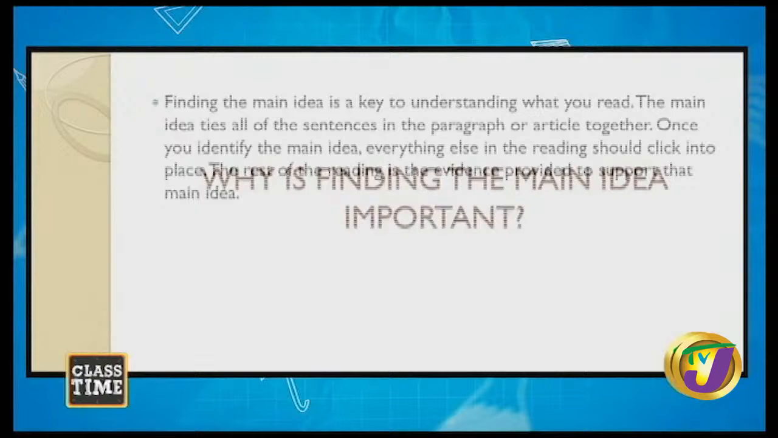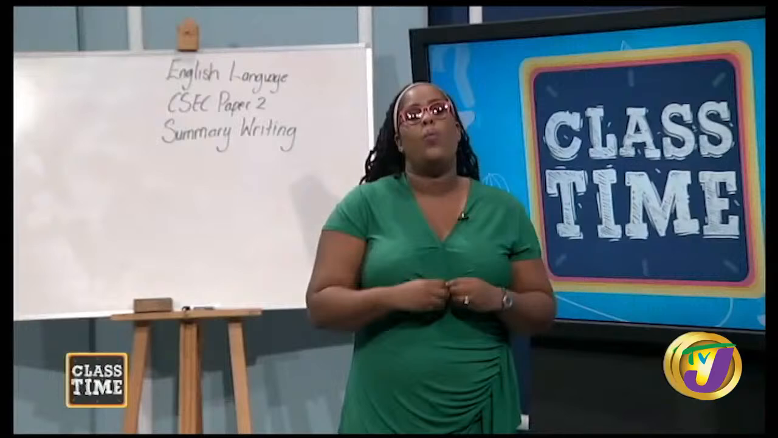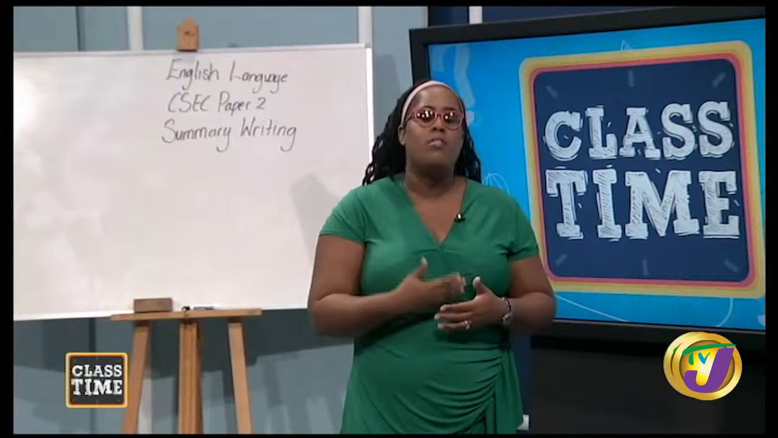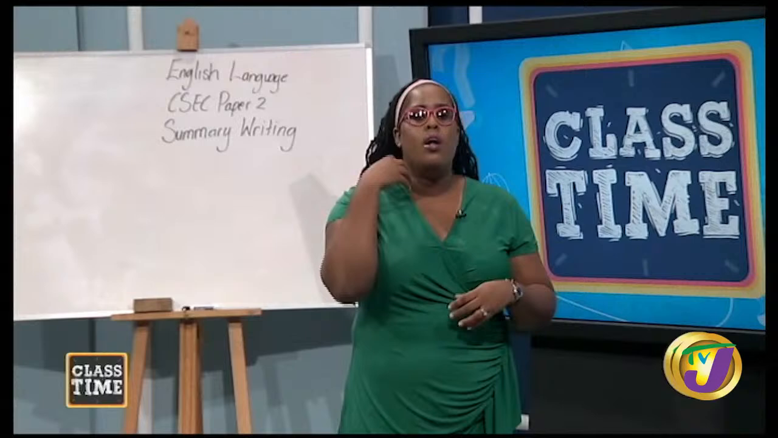Now, finding the main idea is a key to understanding what you read. The main ideas tie all the sentences in the paragraph or article together. Once you identify the main idea, everything else in the reading should click into place. The rest of the reading is the evidence provided to support that main idea. All right? So when we are attempting to find the main idea, first, remember, we need to understand the information first. And I said it the last time, if you do not understand the information, you will not be able to find the main idea or to further down the road summarize the information, right? So we first need to understand what the extract or the text is talking about.